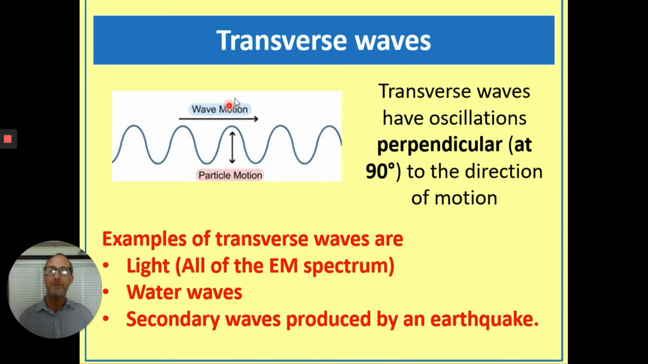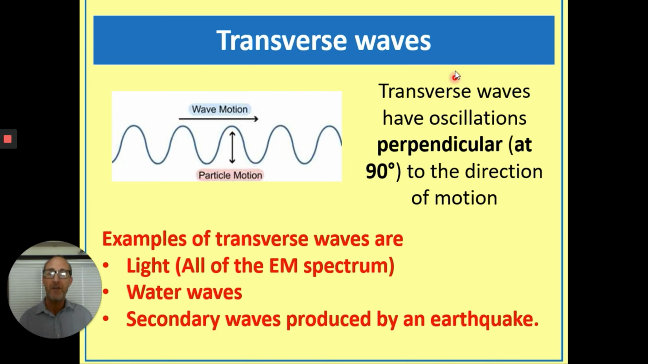Now, let's just recap transverse waves. This is a transverse wave. It's a wave that goes up and down, as you can see by the diagram. And in this case, the wave is moving from left to right. If we think about a water wave, particles are moving up and down in this direction. So remember, transverse waves have oscillations or vibrations perpendicular to the wave motion, which is this way. Perpendicular means at 90 degrees to the direction of motion.